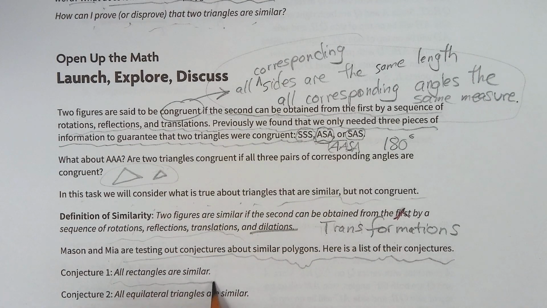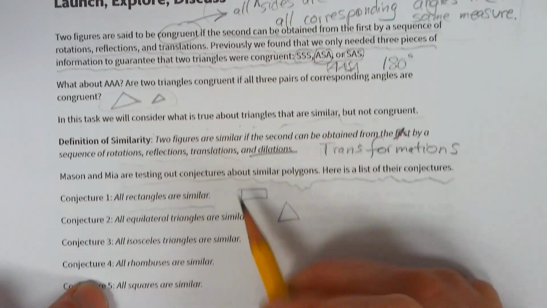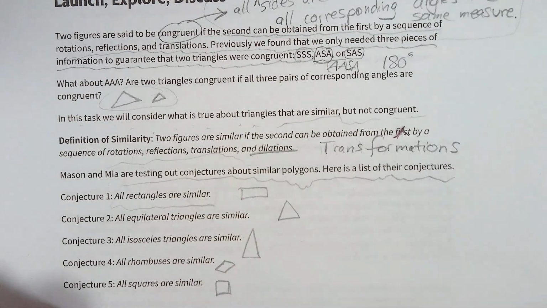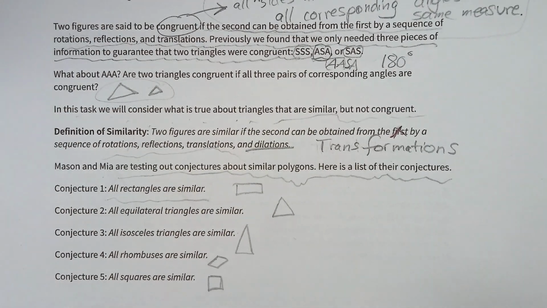All rectangles are similar. All equilateral triangles are similar. All isosceles triangles are similar. Remember, to disprove something, you only need one counterexample. All rhombuses are similar. All squares are similar. I only drew one of each, because obviously if I drew a second one, some of these conjectures would be rejected immediately. I don't even know why they're conjecturing some of this stuff. It's not even worth a conjecture. Which ones are true?